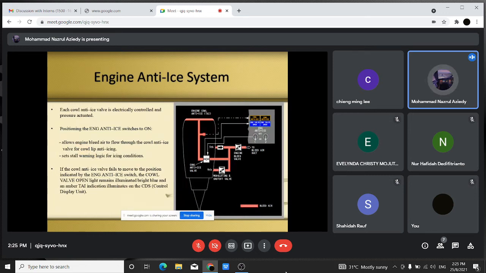Okay, next is the engine anti-ice system. Engine bleed air thermal anti-icing prevents the formation of ice on the engine cowl. The engine cowl is the covering of the aeroplane's engine. The cowling is used to streamline the airflow outside of the aeroplane. The engine needs airflow in order to cool down.